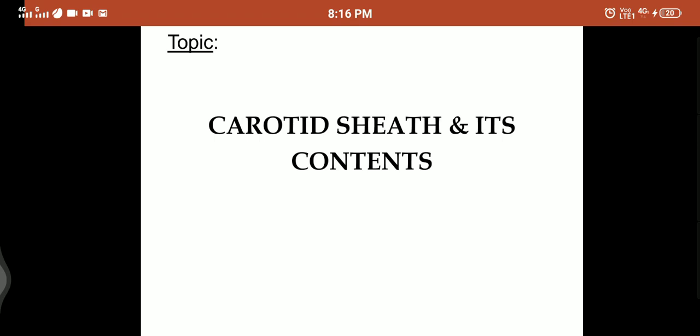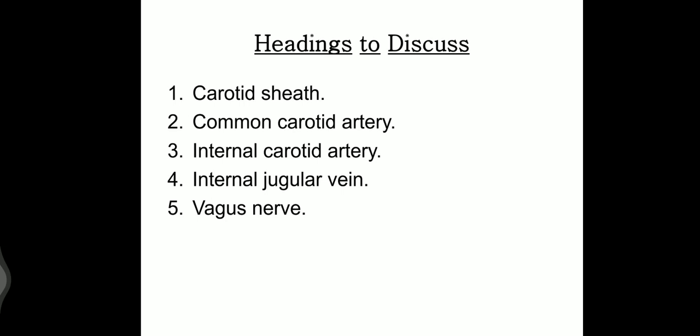Today we are going to see about the carotid sheath and its content. We are going to see it under the following headings: the carotid sheath and its contents, like the common carotid artery, internal carotid artery, internal jugular vein, and the nerve. These are the things we are going to see today.